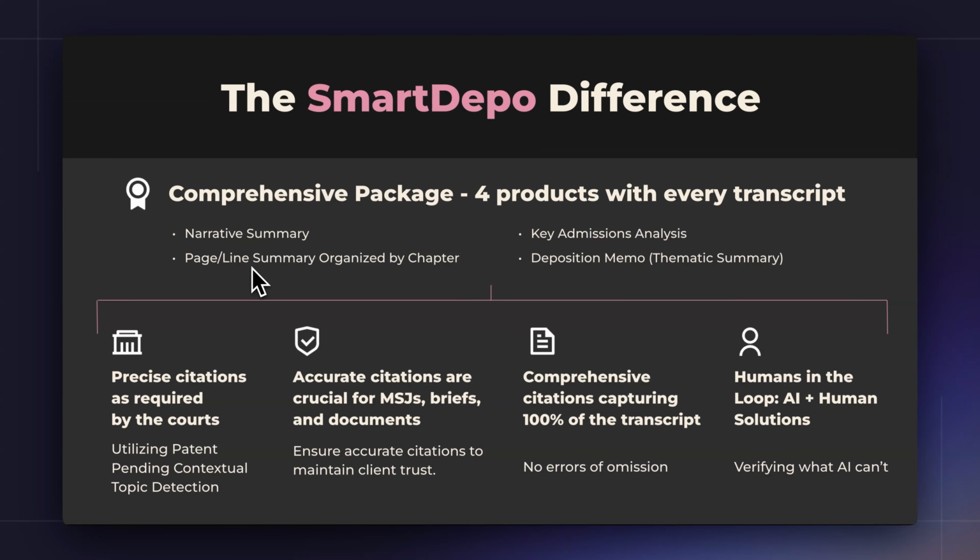And then finally, in the second document, we produce what's called a deposition memo, a thematic summary where it takes the testimony and breaks it apart theme by theme.